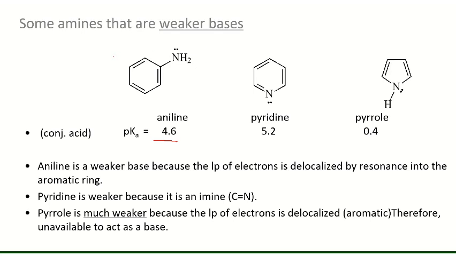Why? Because this is still an accessible lone pair. This lone pair is in the aromaticity. It's not accessible. Here with pyridine, this is also accessible, and more so than this lone pair, because remind yourself that this lone pair is in resonance with the ring. This lone pair sits in a naked sp2 hybrid orbital. Okay, so this is your strongest base.